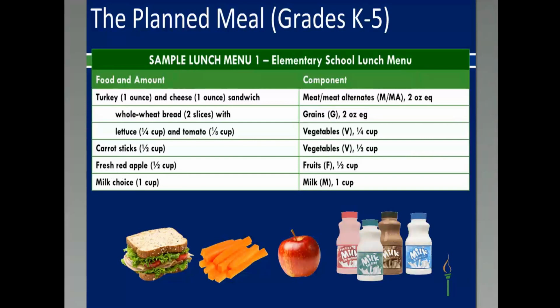The planned meal, we see they are being served a 1-ounce turkey sandwich with 1-ounce cheese, so that will be a 2-ounce equivalent. The whole wheat bread, 2 slices equals a 2-ounce equivalent grain. The lettuce and tomato are equaling a 1/4 cup. The carrot sticks are a 1/2 cup, and you see the minimum requirement at the elementary level is a 3/4 cup vegetable. So you add the 1/2 cup and the 1/4 cup. They are serving that 3/4 cup minimum requirement. The red apple, the minimum requirement at the elementary level is 1/2 cup, and they are serving that. And then the milk choice, they have a variety in a 1 cup serving size.